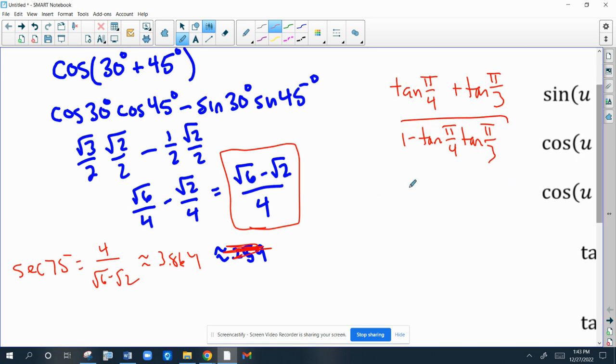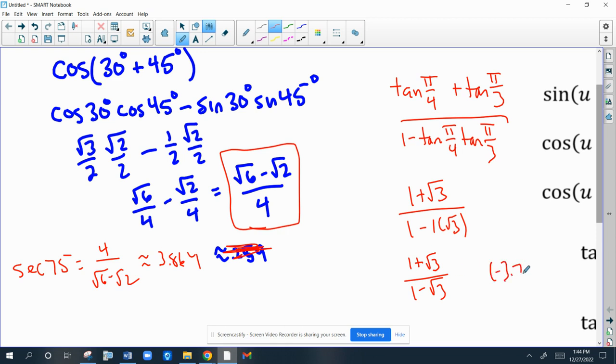Tangent of pi over 4 is 1. Tangent of pi over 3 is root 3. We know that from the unit circle. So 1 times root 3 on the bottom is just that. So this one was pretty easy. 1 times root 3 is root 3. So that's what tangent is. Approximating it with a decimal here, I'm doing this on my calculator: 1 plus root 3 over 1 minus root 3 is approximately equal to negative 3.732.